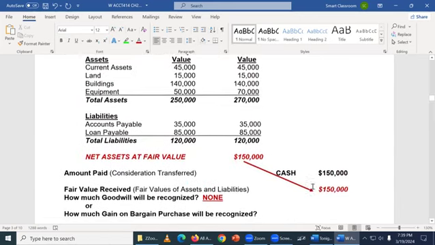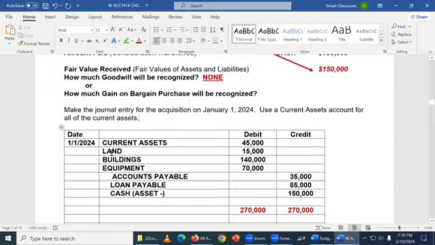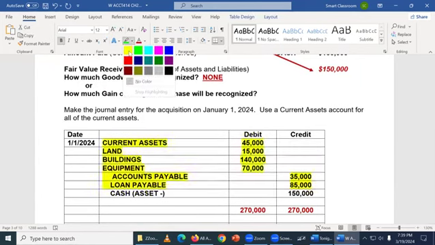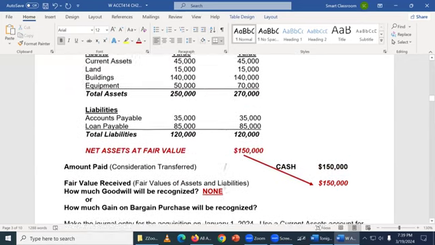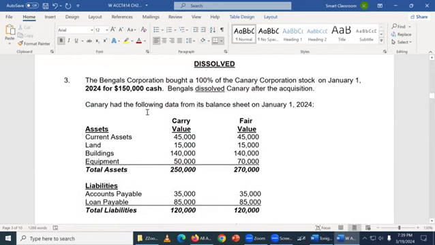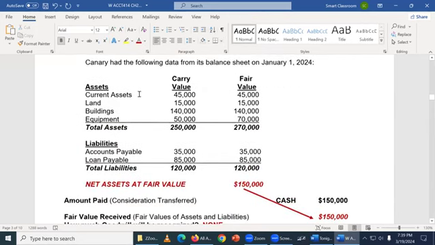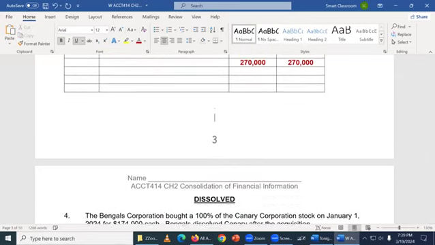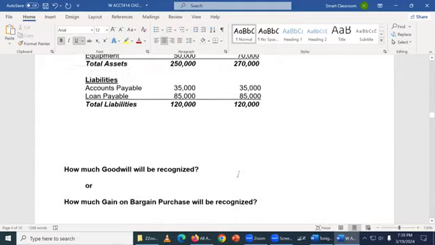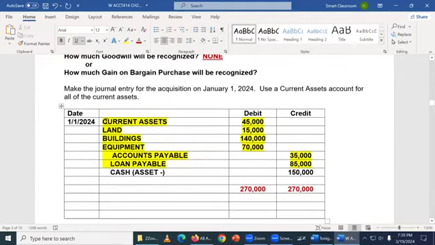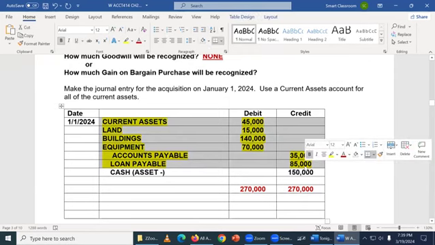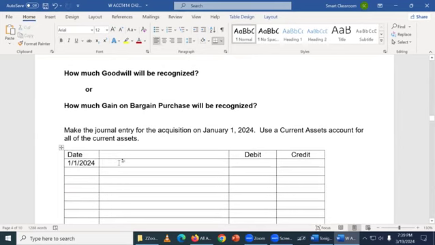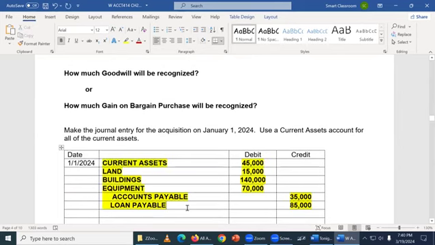Now the next three are pretty much the same. For these ones up at the top, you can just put in the same or whatever, because these are going to stay the same for the next problems. So this is if they paid 150,000 in cash. Let's go to the second one. Everything's exactly the same. Again, if you're doing this by hand, just say same as above for that stuff.